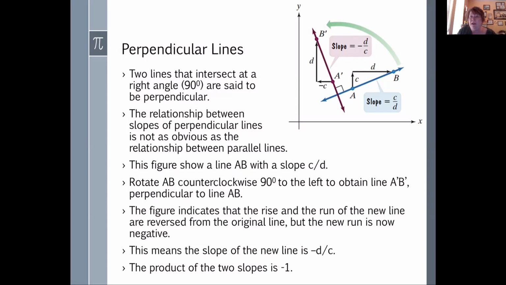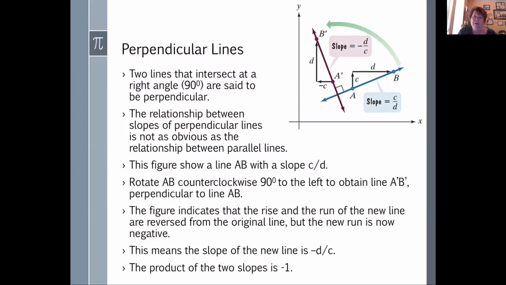The line AB, the run was D. When we rotated it 90 degrees, the run becomes the rise, and it is positive. So the slope of the new line A prime, B prime is D, the rise, over the run, negative C, or negative D over C.